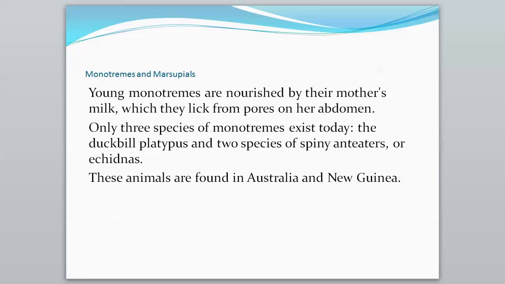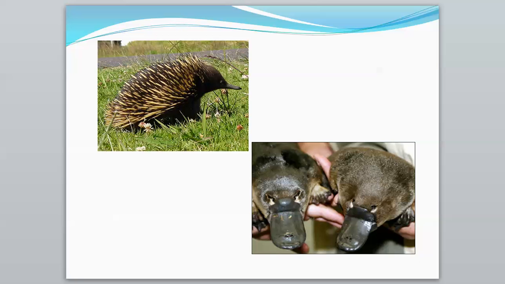Even though they hatch out of an egg, young monotremes are nourished by their mother's milk, which they lick from pores on her abdomen. Today, we only have three species of monotremes. The first is one of my personal favorite animals, the duck-billed platypus. And there are two species of what are called spiny anteaters, or echidnas. You pronounce this word echidna. These animals are only found in Australia and New Guinea, which is an island right off the coast of Australia.